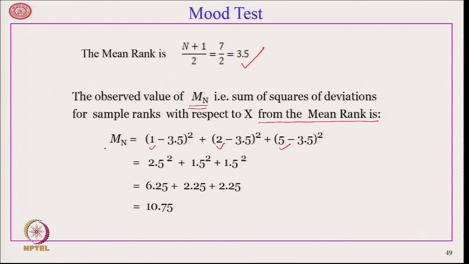Mean rank is 3.5, and for X the sample ranks are 1, 2 and 5. Therefore, the value of M_N is equal to 1 minus 3.5, that is 2.5 squared, 2 minus 3.5, that is 1.5 squared, and 5 minus 3.5, which is again 1.5 squared. Therefore, their sum is 6.25 plus 2.25 plus 2.25, which is equal to 10.75. So, this is the observed value of the statistic M_N.